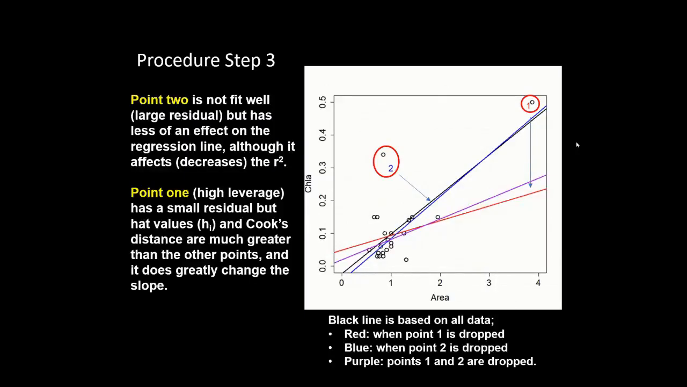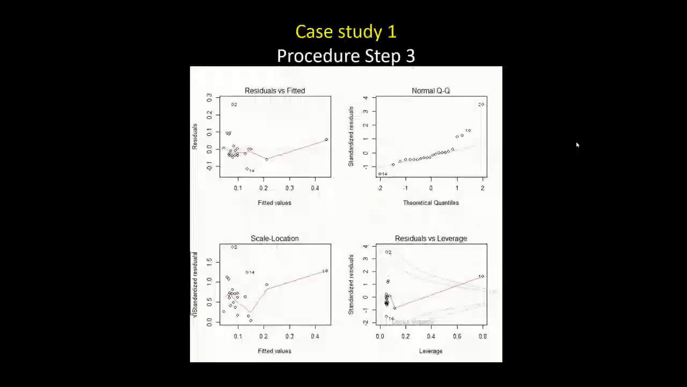It's away from the cloud, but it has less effect on the regression line. It does increase the R squared. It decreases the R squared. 0.1, on the other hand, which is a high leverage point, has a small residual, but the other statistics tell you that it does greatly change the slope.